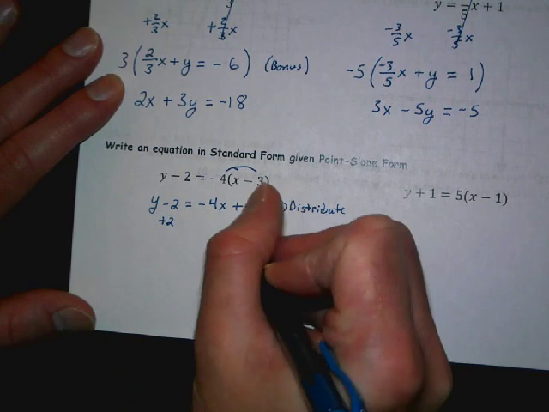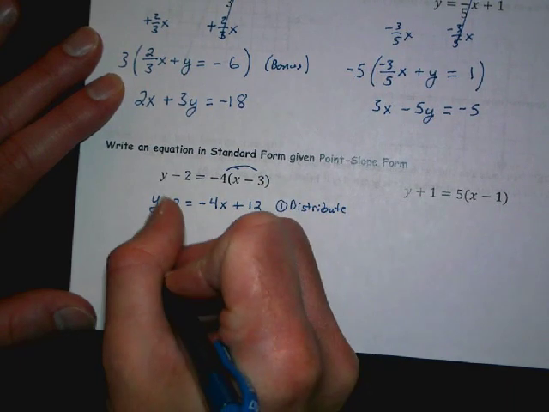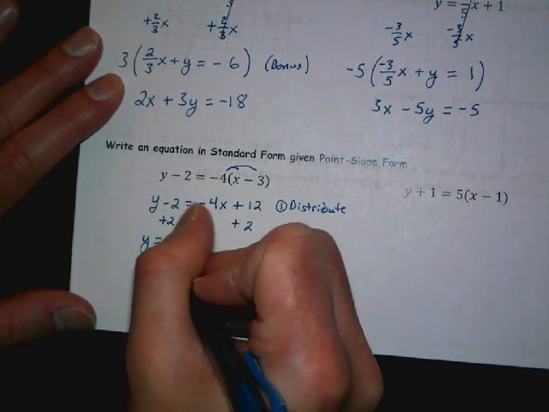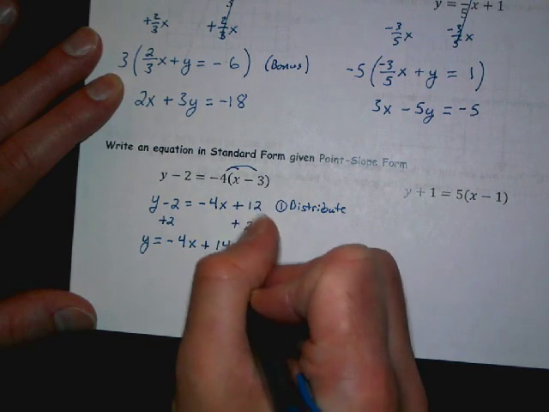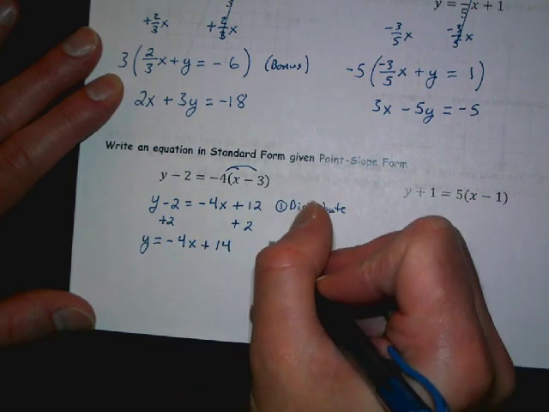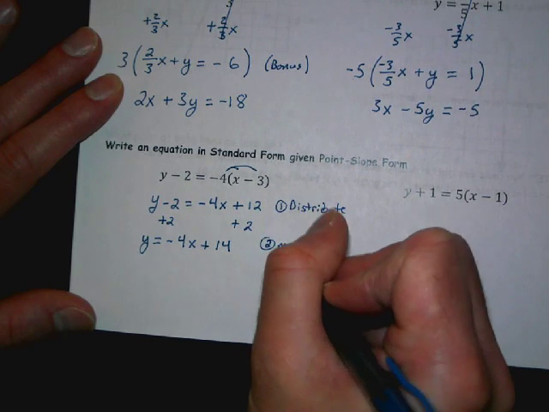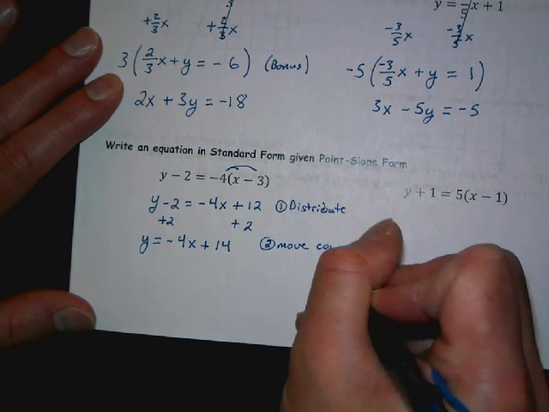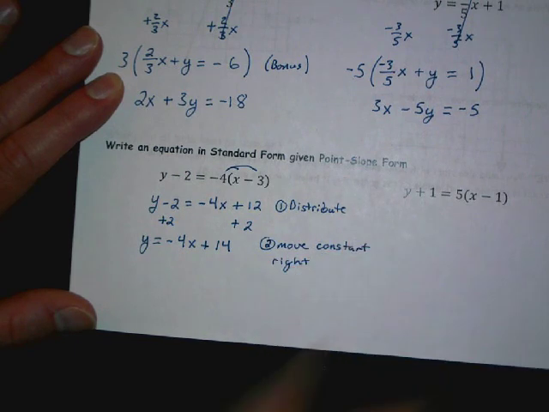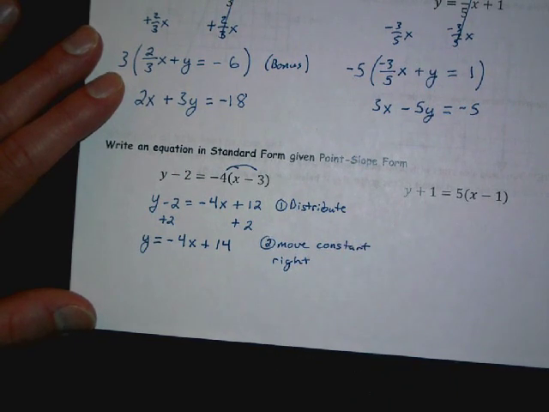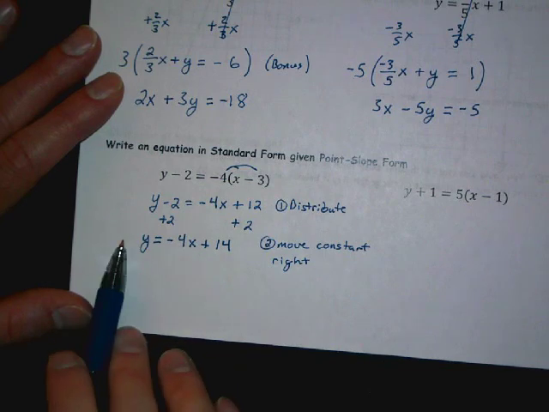Okay, so I'm going to start by adding 2. I'm going to move the constant to the right. So now I have y equals negative 4x plus 12 plus 2 is 14. So step 2, move constant right. And now you see where we're at is where we started on the ones up above. We're now in slope-intercept form.